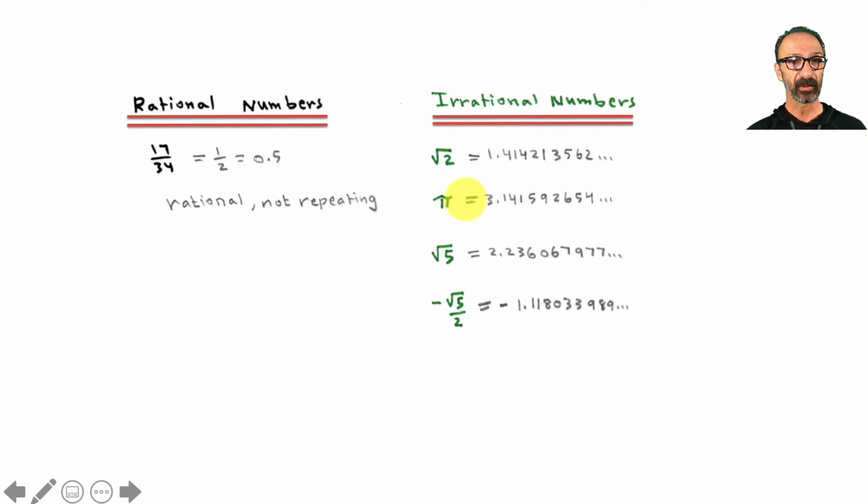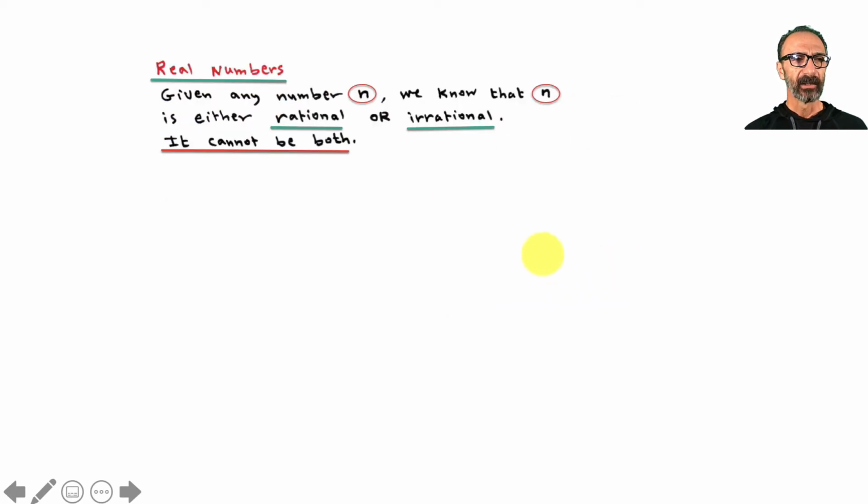Pi is a famous one. Nothing repeats or terminates. Square root of 5. Square root of 5 over 2. Well, if square root of 5 is irrational, multiply by 2, divide by 2, do whatever you want. Now you have another irrational number. So what's the set of real numbers?